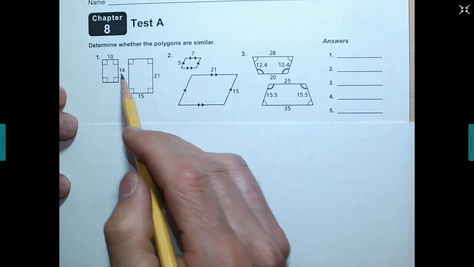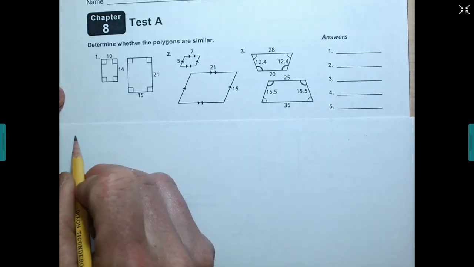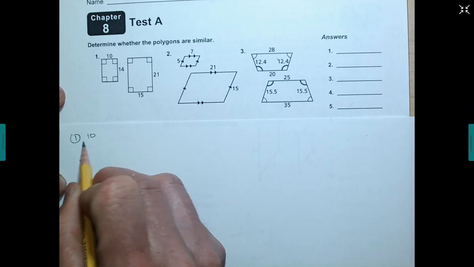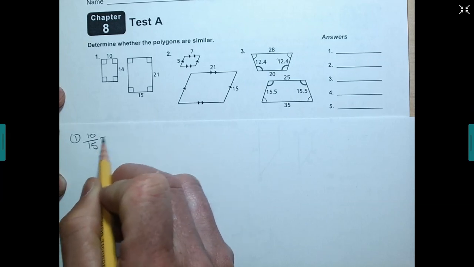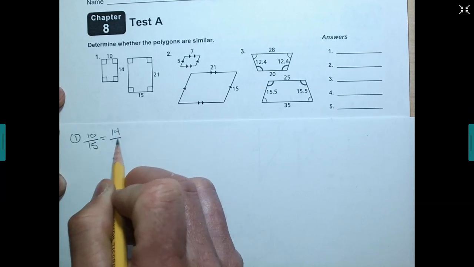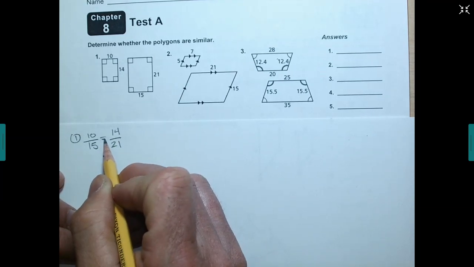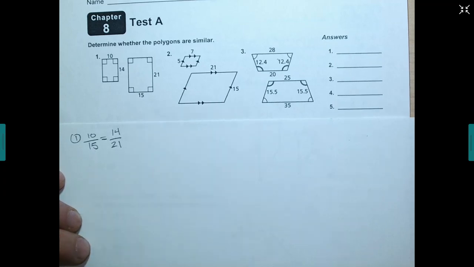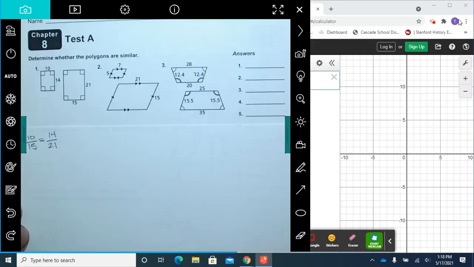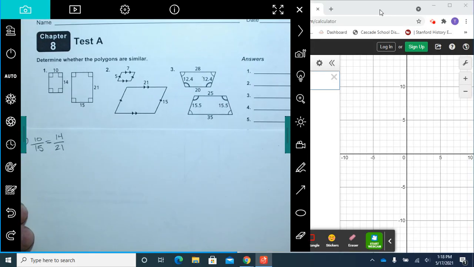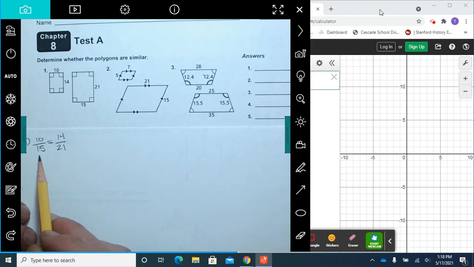So I've got small side, big side, small side, big side. I compare my small side to my small side, and we'll see if the scale factor is the same as my long side to long side. One of the things some students have been using is the Desmos scientific calculator. And so, you got 10/15ths.